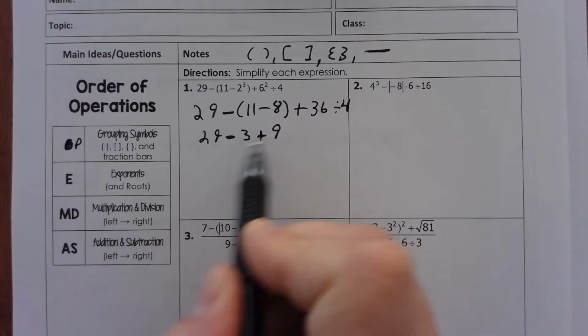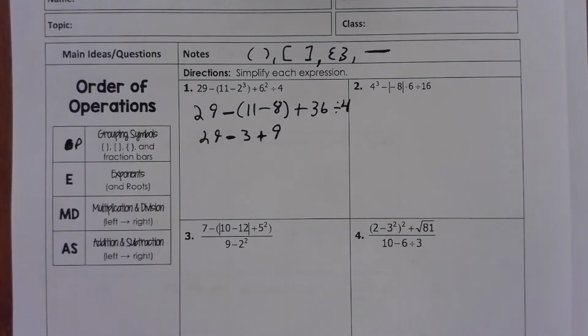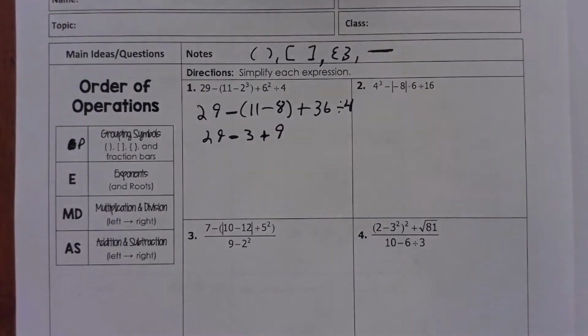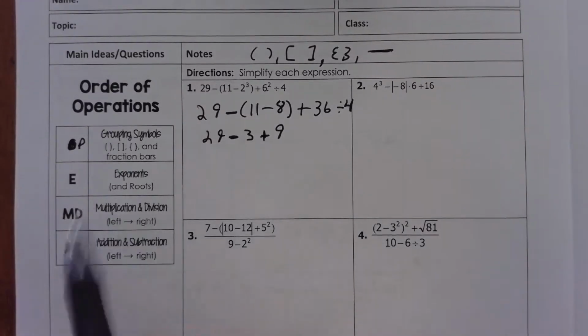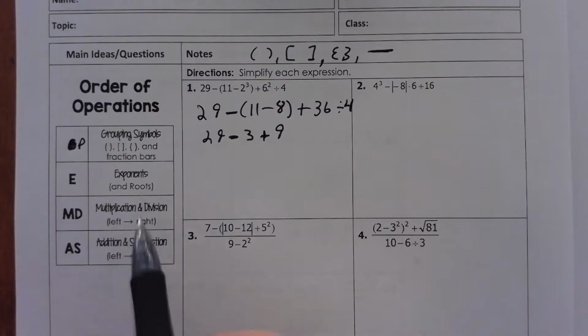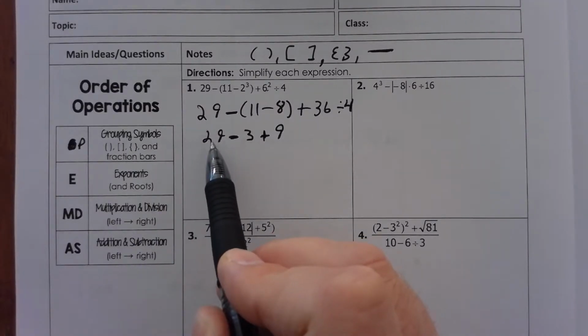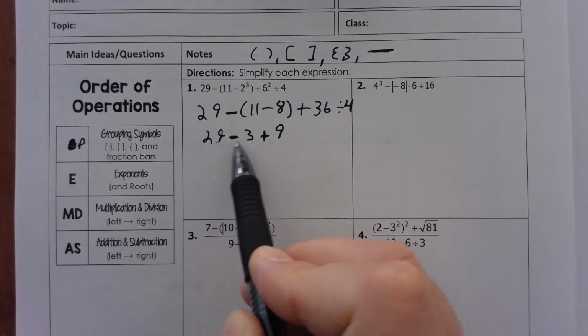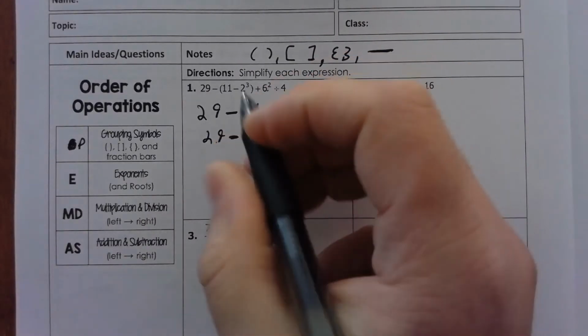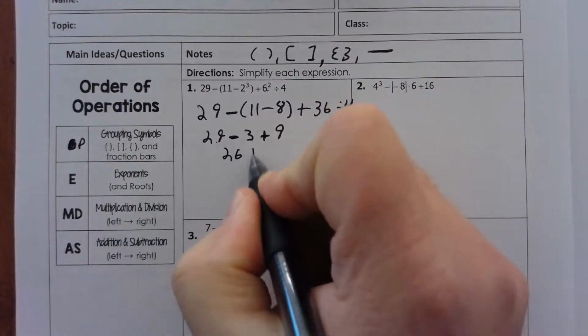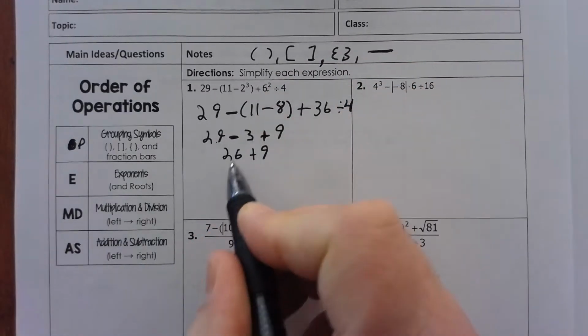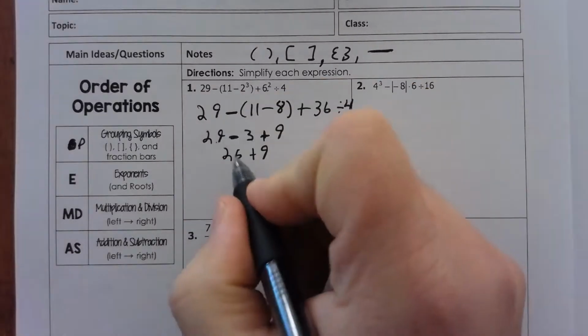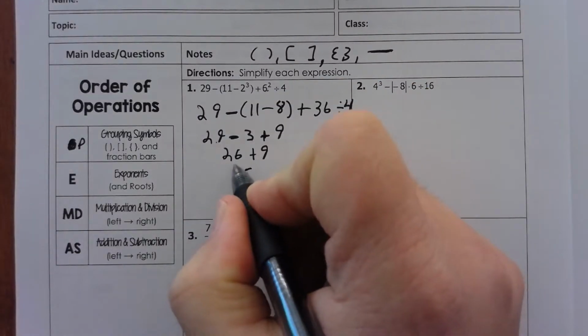29 minus 3 plus 9. All I've got left are addition and subtraction. So order of operations says addition and subtraction are next from the left to the right. So you start from the left and start operating on this stuff from the left to the right. So I've got 29 minus 3 gives me 26 plus 9. And now 26 plus 9, that gives me 35.